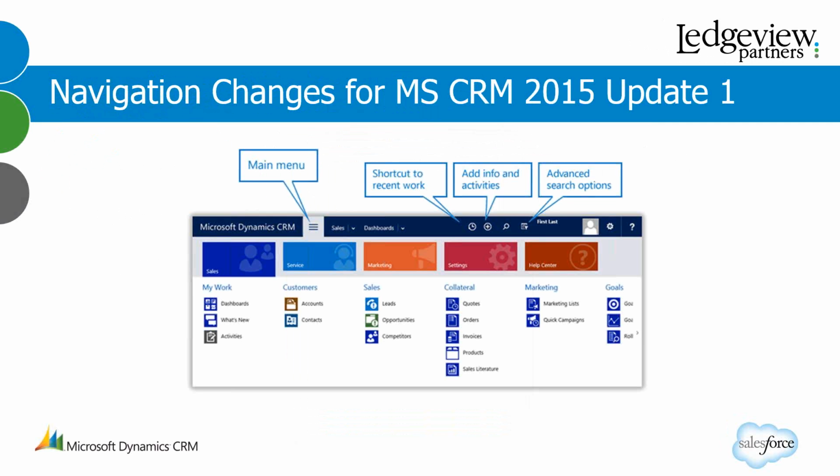And then up in the top blue ribbon bar, there's a clock logo, and that's a shortcut to recent work. So it's a quick shortcut jump. Next to it is a plus sign. That's to add additional info and activities very quickly. And then on the far right, where we're going to spend a good chunk of time today, is your Advanced Find search options. It looks kind of like a data table with a filtering icon. So again, I highly recommend 2015 Update 1 as a time saver for users.